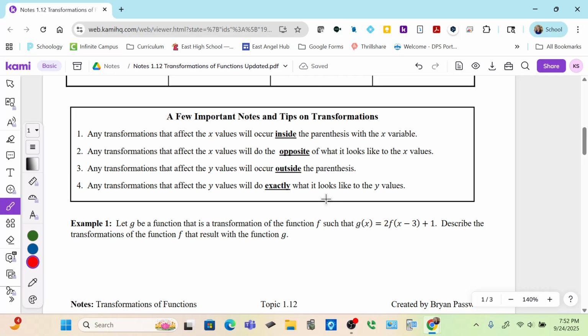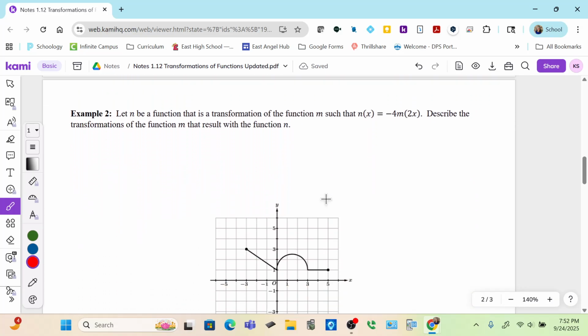So let's do a couple of examples. I'm going to start with example 2, and it's just a description. Let n be a function that is a transformation of the function m, such that n equals -4 times m of 2x. Describe the transformations of the function m that result with the function n.